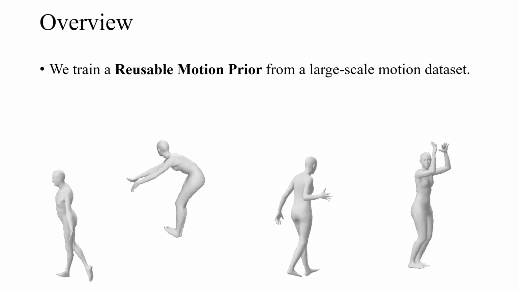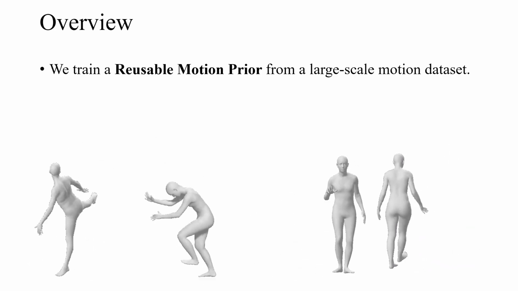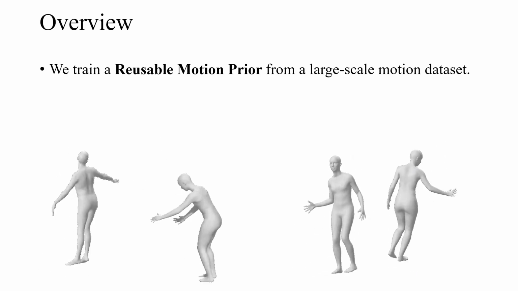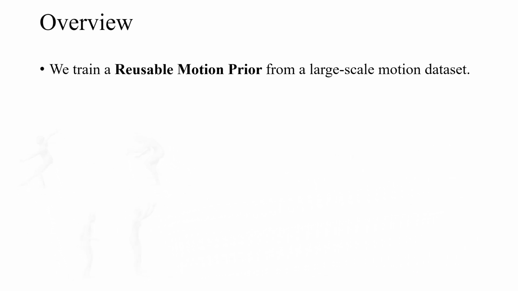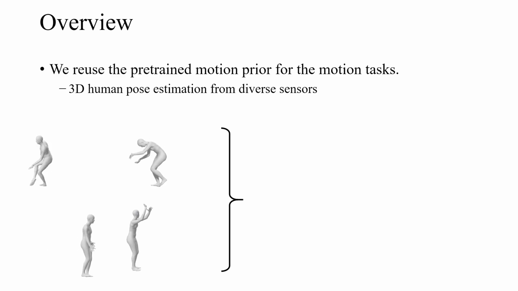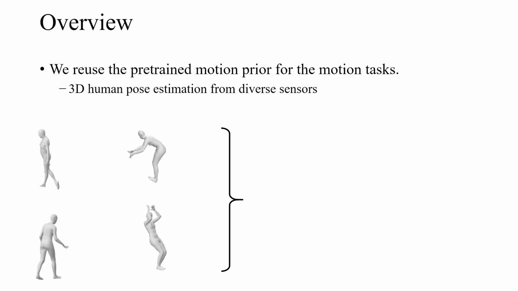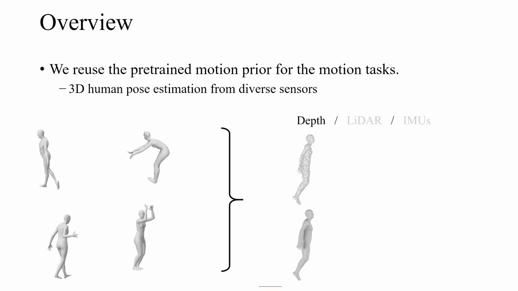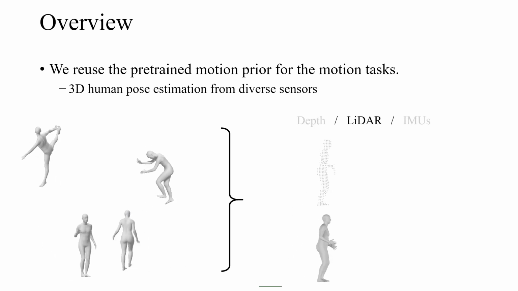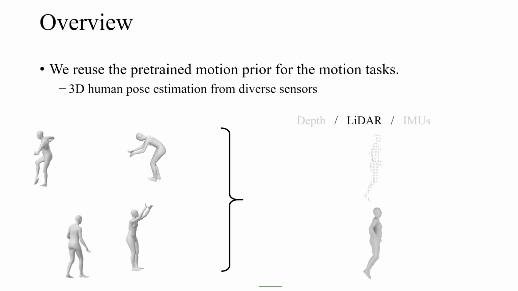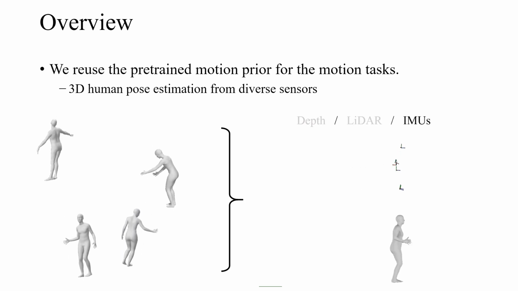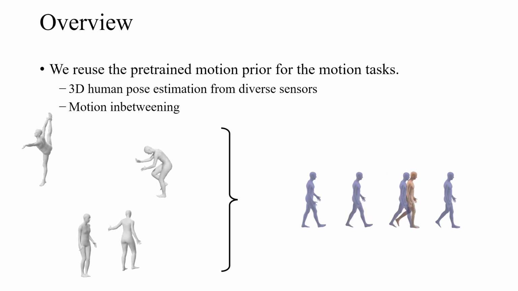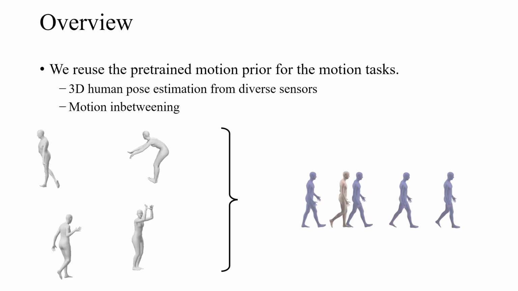We train a reusable motion prior from a large-scale motion dataset. Then, we use the pre-trained motion prior for the motion task. We first estimate the 3D human pose from diverse sensors, including depth point cloud, LiDAR scans, and IMU sensor data. We can also inbetween the missing frames when the blue keyframes are given.